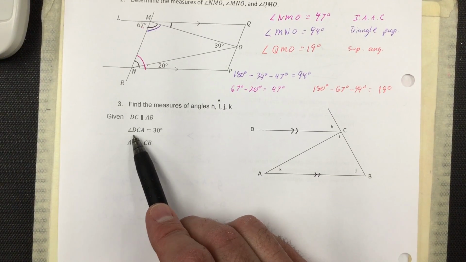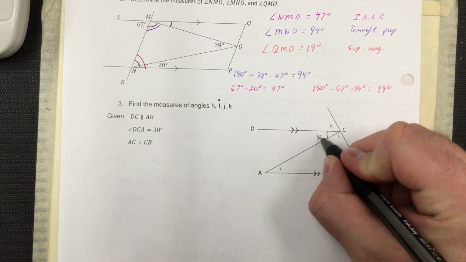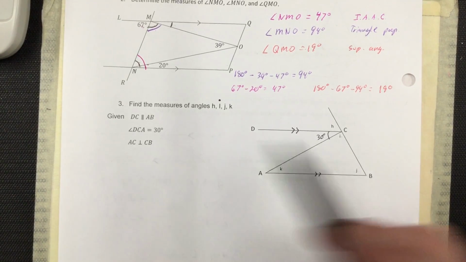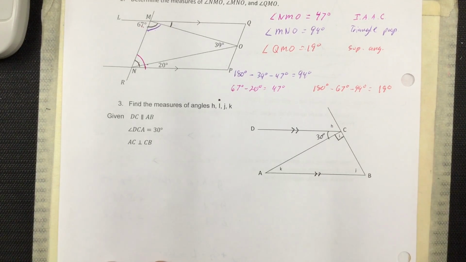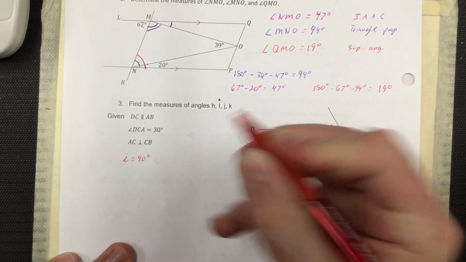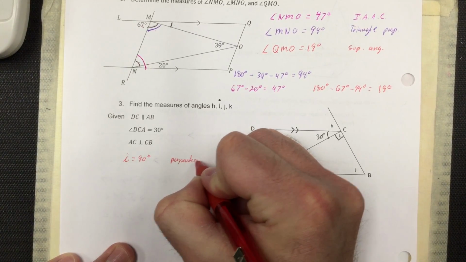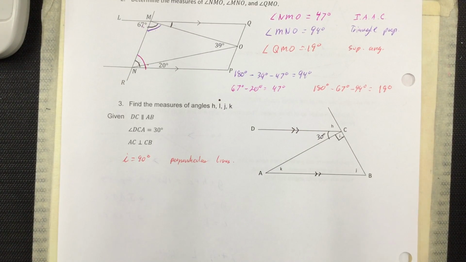We're told that angle DCA, D to C to A, is 30 degrees. So this is 30 degrees. And we're told that AC is perpendicular to CB. So here's CB and here's AC. So we're told that this is perpendicular. That's 90 degrees. Well, that really helps us with one of them. That tells us that I has to be equal to 90 degrees, and this is based on perpendicular lines. Always good to prove how you came up with a certain thing.